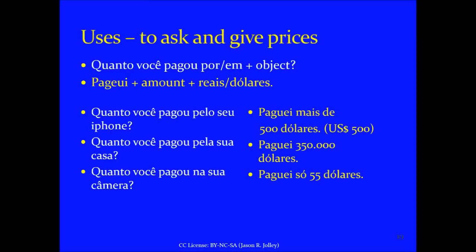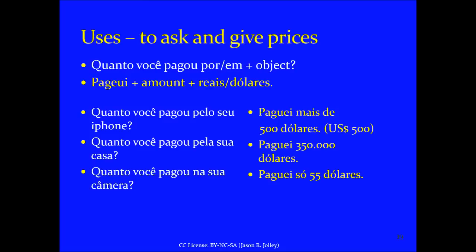Another helpful structure or way to approach prices is to ask basically the equivalent of, how much did you pay for that? Right? So we're using the past tense here, but we only need to remember two forms. Pagou and paguei, I paid. So, how much did you pay for that? Quanto você pagou por? And sometimes you might hear them use the preposition em instead. And the person responds, paguei, the number, and then the currency.